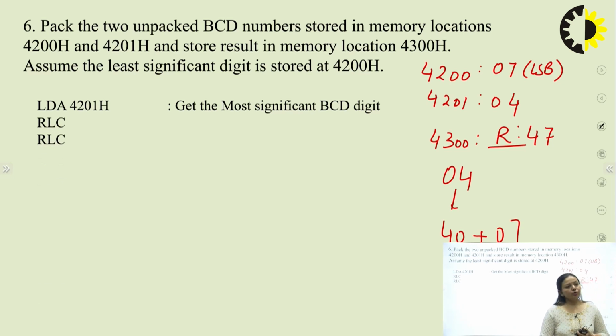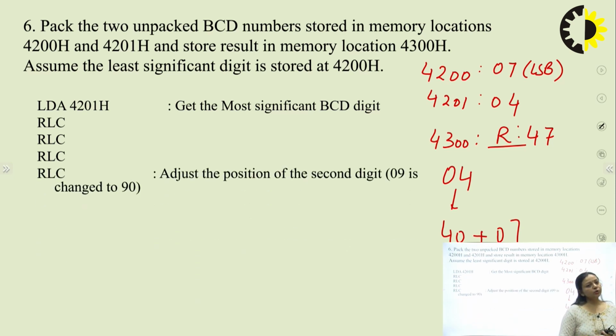First is LDA 4201. So you have loaded the number from location 4201 into the accumulator. In the accumulator you are having 04. Now I have written the rotate instruction 4 times, rotate left. The rotate instruction is used to shift data bit by one position. So after 4 rotations, the lower nibble and upper nibble will be swapped. So instead of having 04, I will be having 40.